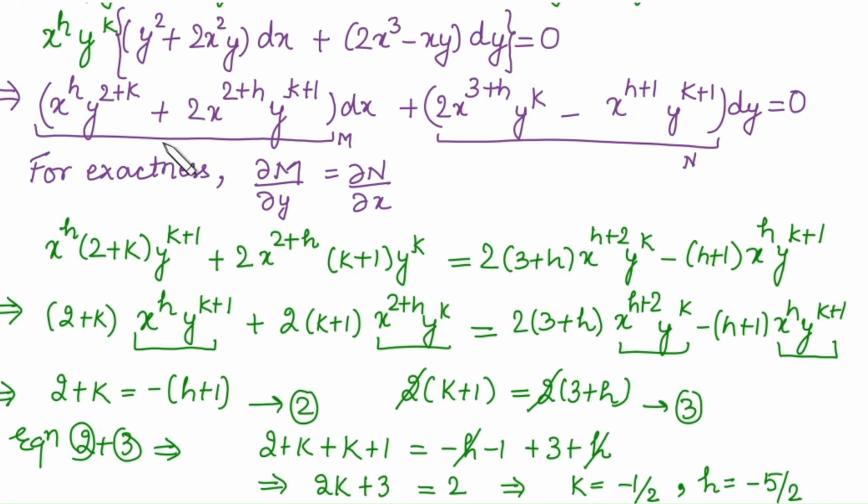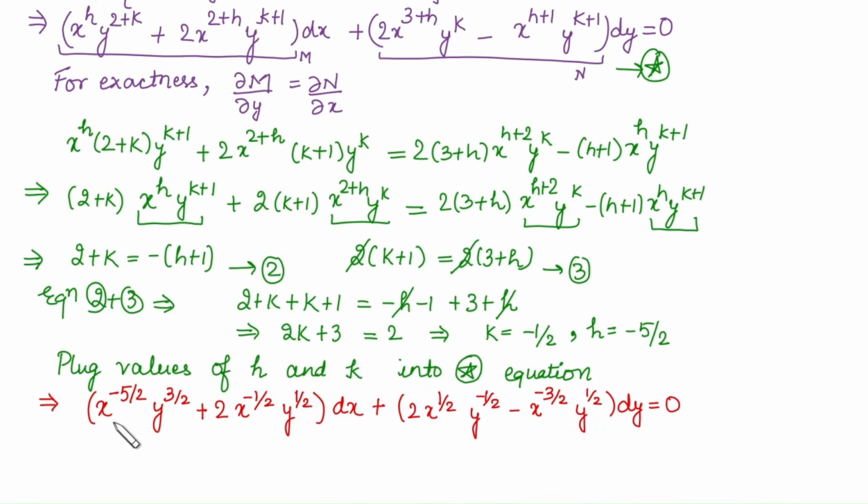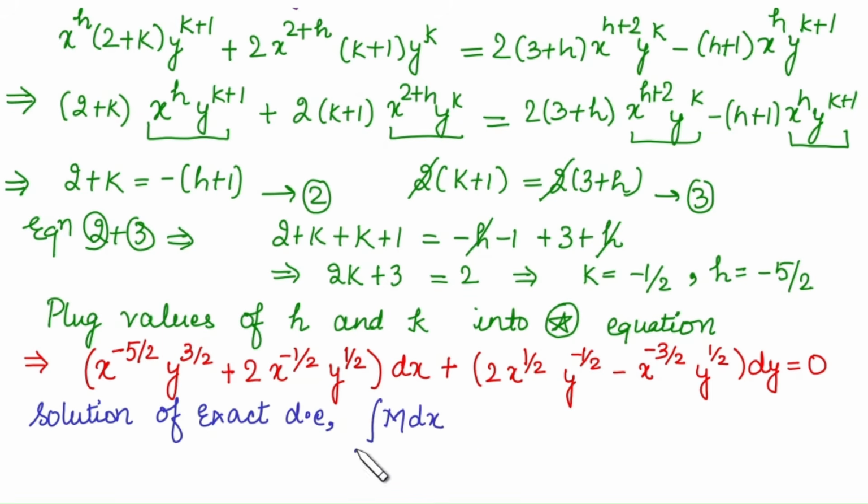So plug these values back into this equation, that is the equation as a star, which results in this equation. Now this is an exact differential equation. After that, we need to find its solution. So how are we finding the solution of an exact differential equation? That is calculated as integration of M with respect to x, keeping y as a constant, plus integration of N with dy provided no terms of x, is equal to constant.